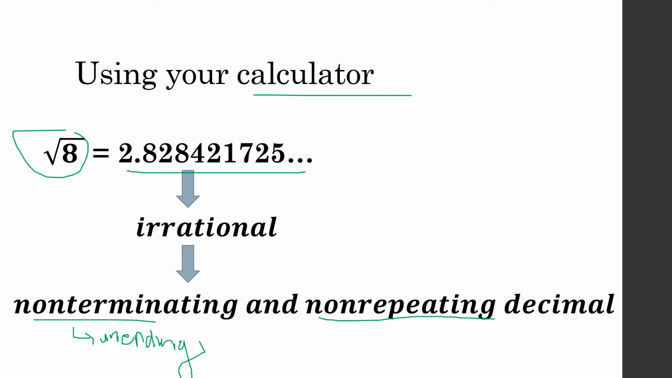When you say non-repeating, it shows no pattern. So if we're going to compare the decimals, rational decimals are terminating, so it ends, or some are non-terminating but they are repeating, so they have a pattern. For irrational, they are non-terminating and non-repeating. So it doesn't have an end and it has no pattern.